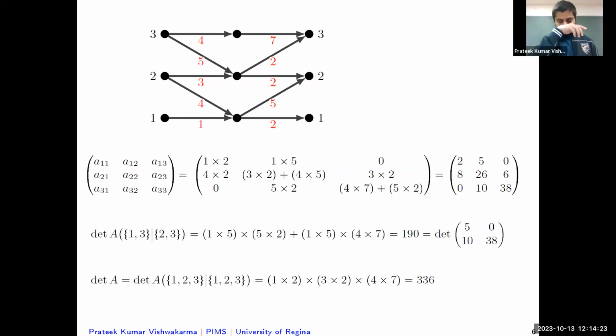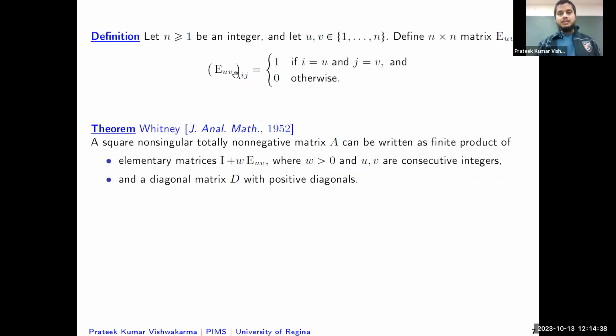So that's one of the examples to describe what we just saw previously. Now, let's come back to seeing how we can see the converse of the previous lemma that we saw. To see the converse, suppose E_UV is the elementary matrix in which the UVth entry is 1 and the rest of the entries are 0.